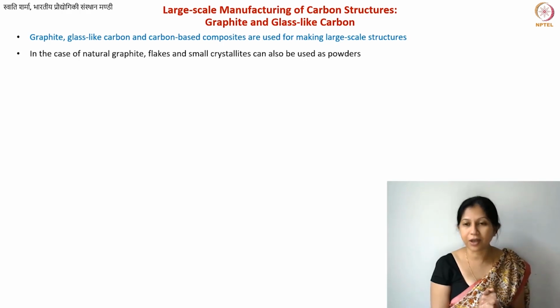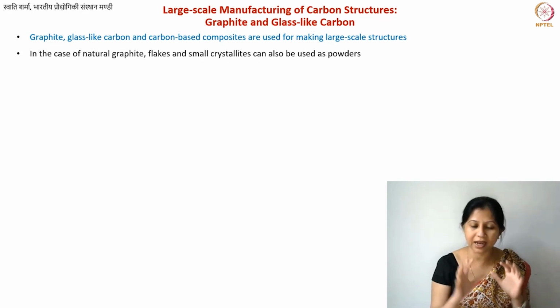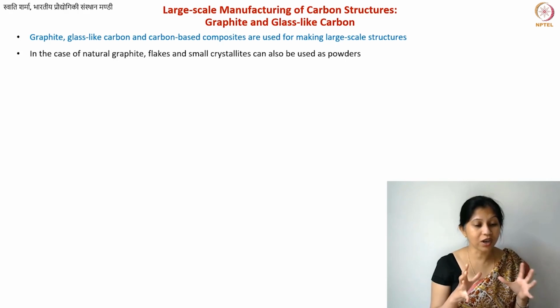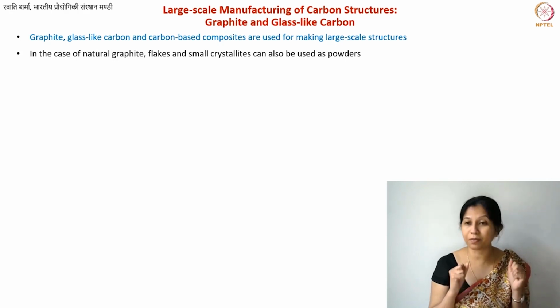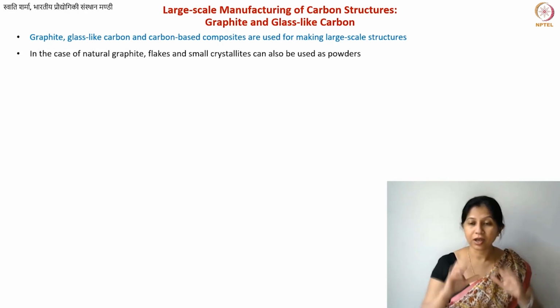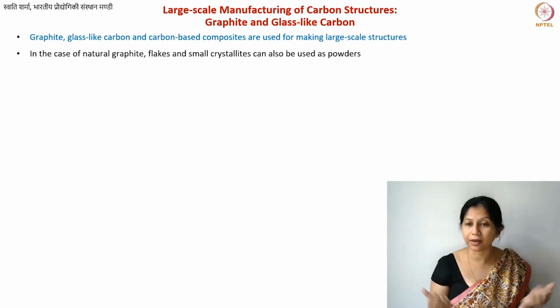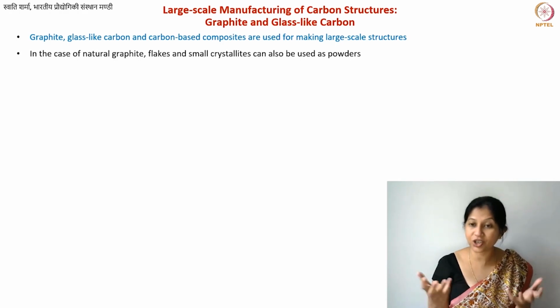So first we talk about graphite and glassy carbon. Why are we doing that? Because these are the materials that are used for making large scale structures. I'm not talking about powder. I'm talking about giving shapes and making something, let's say a cylinder or any kind of shape.